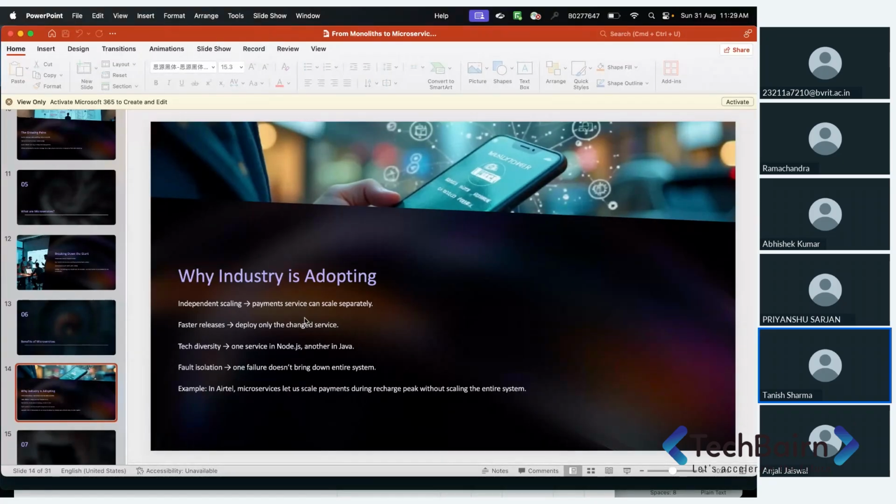And then, tech diversity. Now let's say you want to implement any of the microservices in a different tech stack, due to XYZ reason, you can just do it. You are not dependent on the rest, it's totally decoupled now. So you can implement it accordingly.